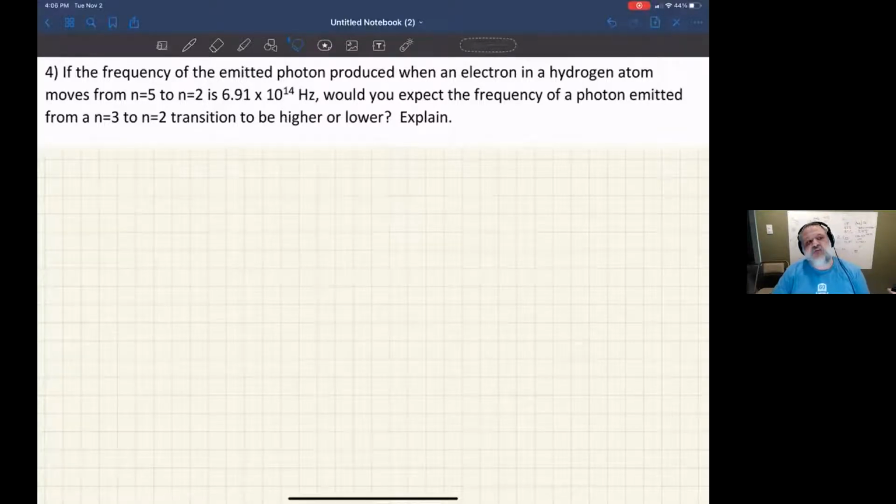Okay, so it's asking you in this question to really get in and explain the Bohr model of the hydrogen atom. It says that a photon is emitted when an electron moves from quantum level 5 to quantum level 2. And then it gives you the frequency for that photon. And then it asks you, do you expect the frequency of a photon from a transition between 3 and 2 to be higher or lower, and to explain.